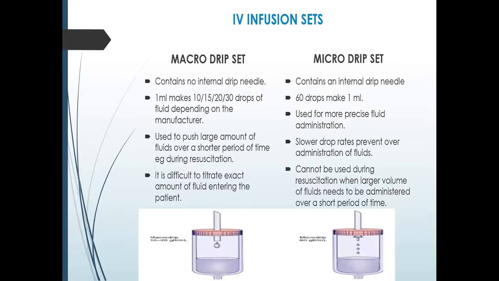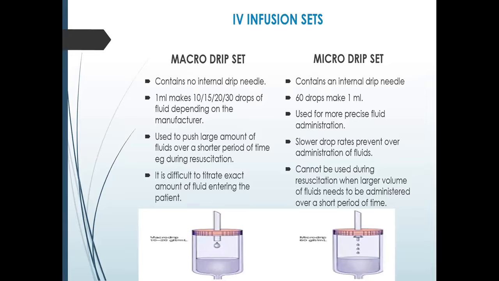Coming to the IV infusion sets, there are two types of infusion sets that are available: macro drip set and micro drip set. The macro drip set contains no internal drip needle, while a micro drip set contains an internal drip needle. In a macro drip set, depending on the manufacturer, 1 ml will make either 10, 15, 20 or 30 drops of fluid, while in all micro drip sets, 1 ml will make 60 drops.